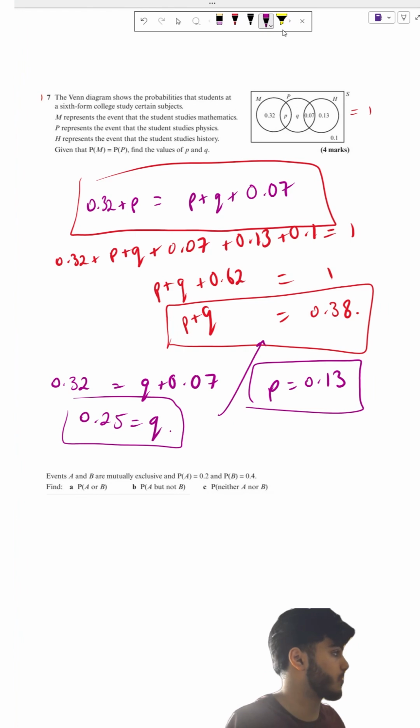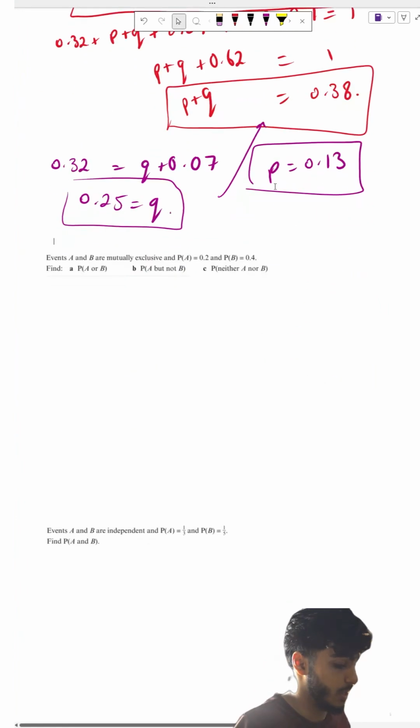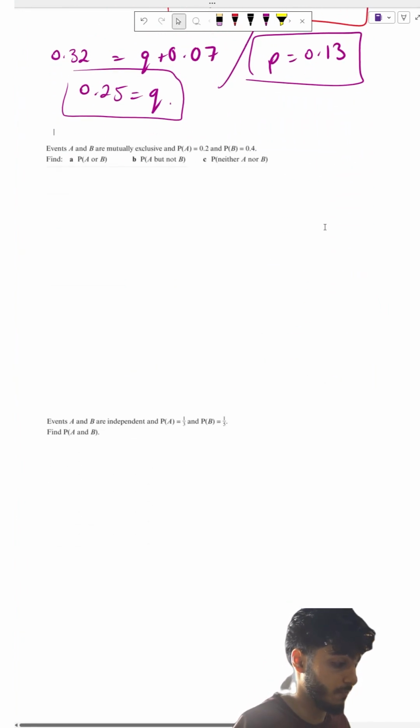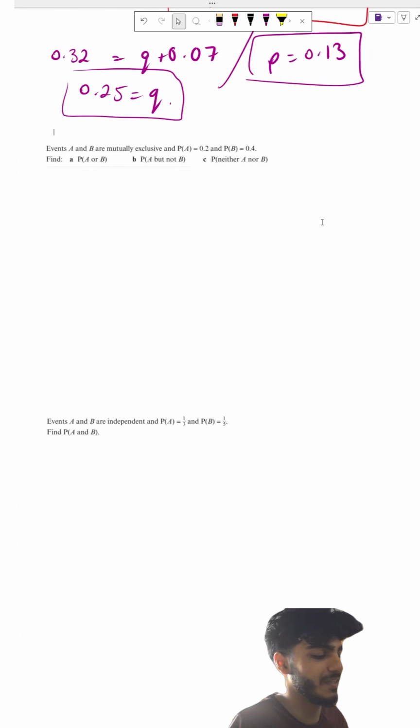Okay, next question. Events A and B are mutually exclusive. Okay, I wonder if anyone remembers what that means. Thank you very much. Mutually exclusive. The probability of A is 0.2. The probability of B is 0.4. Does anyone remember what mutually exclusive means? If not, I'll explain it in a sec, but I need some contribution, guys. What does mutually exclusive mean?